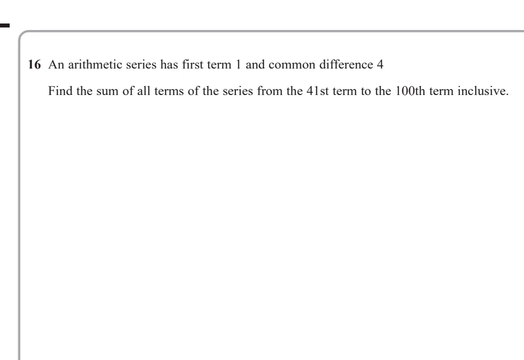Number 16. An arithmetic series has first term 1 and common difference 4. Find the sum of all terms of the series from the 41st term to the 100th term inclusive. To find the sum of the terms from 41st to 100th, we can find S100 minus S40.